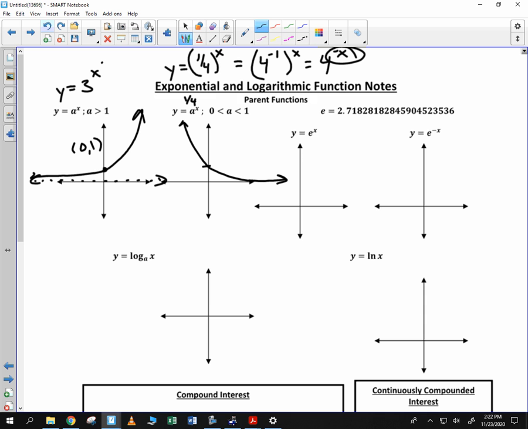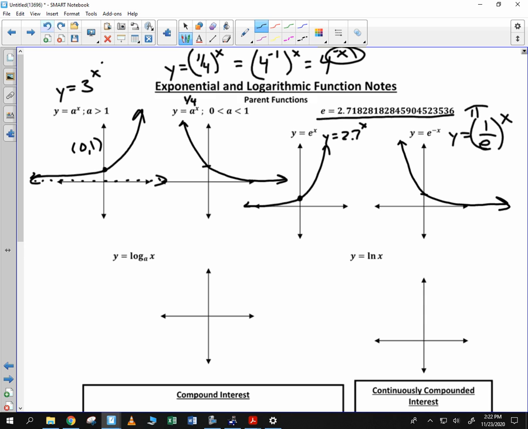We come up with a great number. E is just a very magical number. It's somewhat similar to pi in that it's irrational. It never repeats itself. And like pi, it has something to do with nature. So this is like y is equal to 2.7 raised to the x power. So if you do see e, don't freak out. It's just a number. It's about 2.7. And if it's raised to the negative x power, that would be like y is equal to 1 over e raised to the x, which again is a value less than 1, so it's going to have that shape.